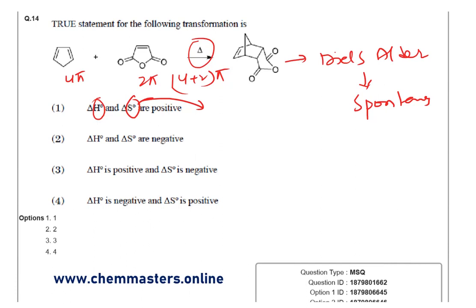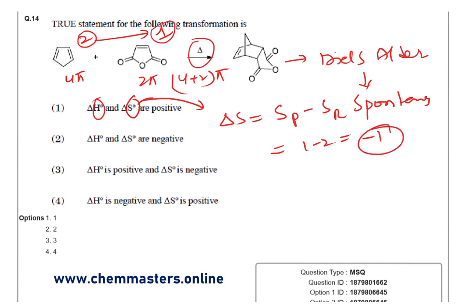Now just look at the reaction. 2 molecules of reactants are combined to produce 1 molecule of product. Now delta S will be the entropy of product minus the entropy of reactants. So simply 1 minus 2, resulting in minus 1. So we can say delta S must be negative.